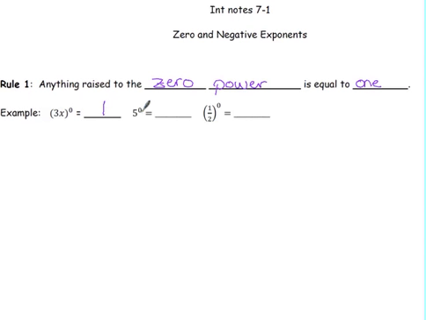If I have 5 raised to the 0 power, you guessed it, that's just 1. And if I have a fraction, such as 1/2, raised to the 0 power, because it's in parentheses like that, the entire thing just equals 1.